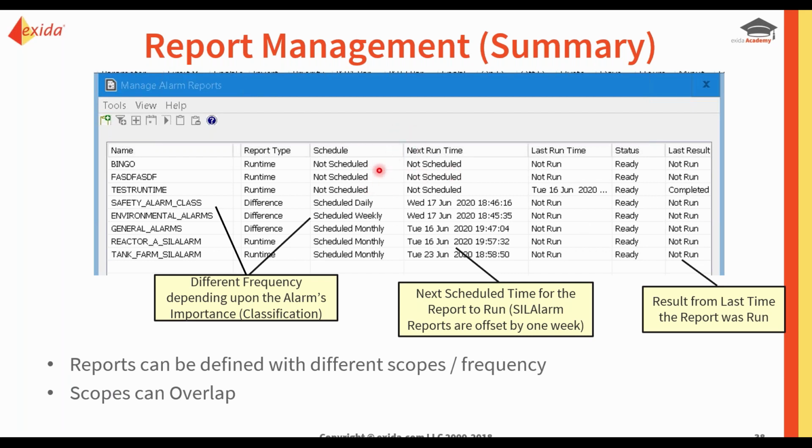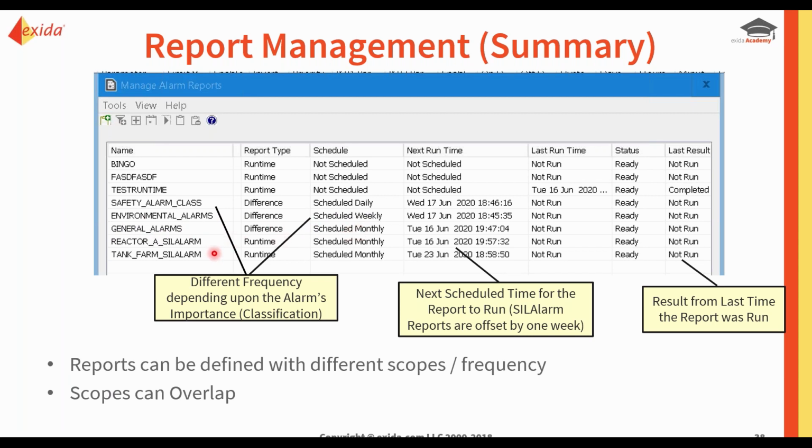So here's an example of a whole bunch of reports that are configured to run automatically at a certain time. And you can see the scope can overlap. So if our personnel safety alarms are our most important, and we say we want that to be audited on a daily basis, that can very easily be done. Maybe we want environmental classification alarms to be done weekly, and then maybe all of the other alarms to be done on a monthly basis.